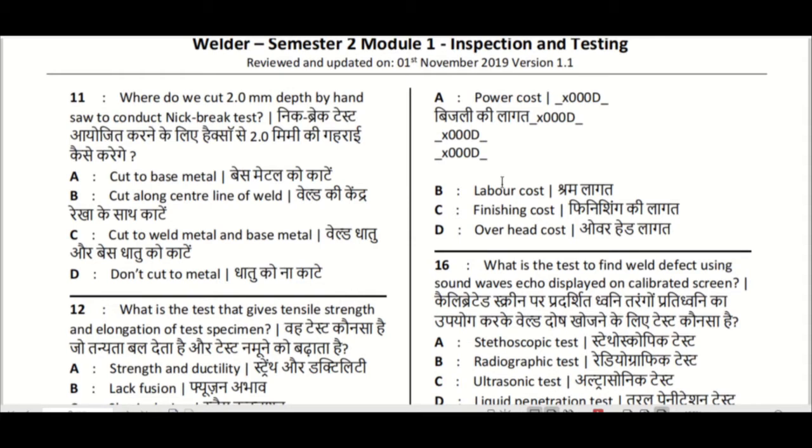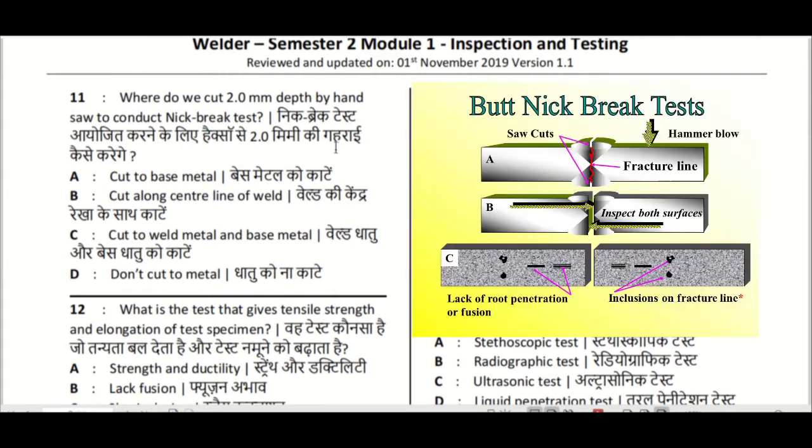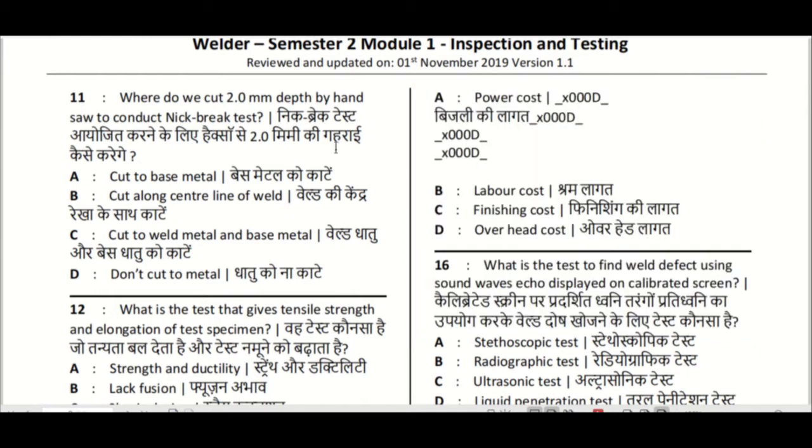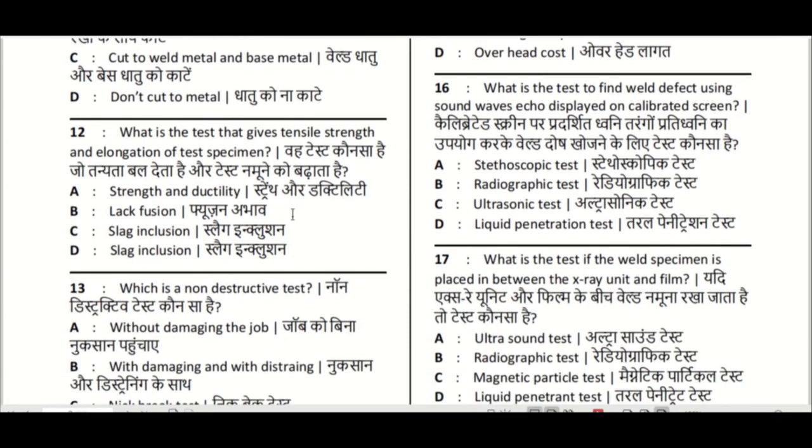Where do we cut 2 millimeter depth by hacksaw to conduct a nick break test? Cut along the center line of the weld.